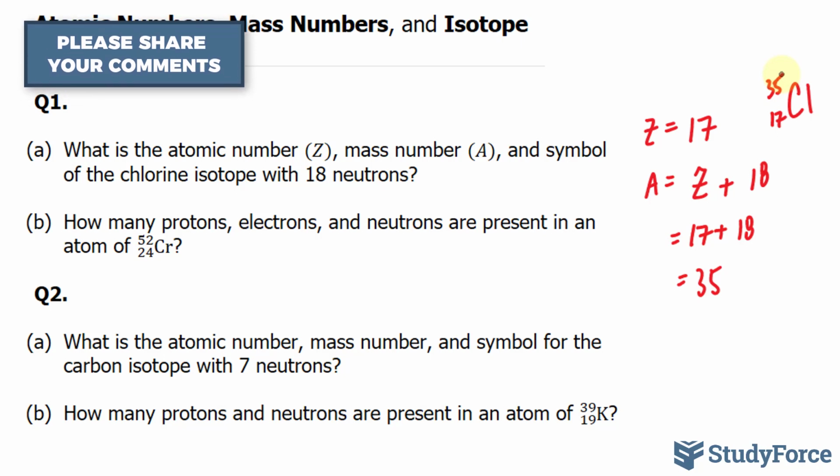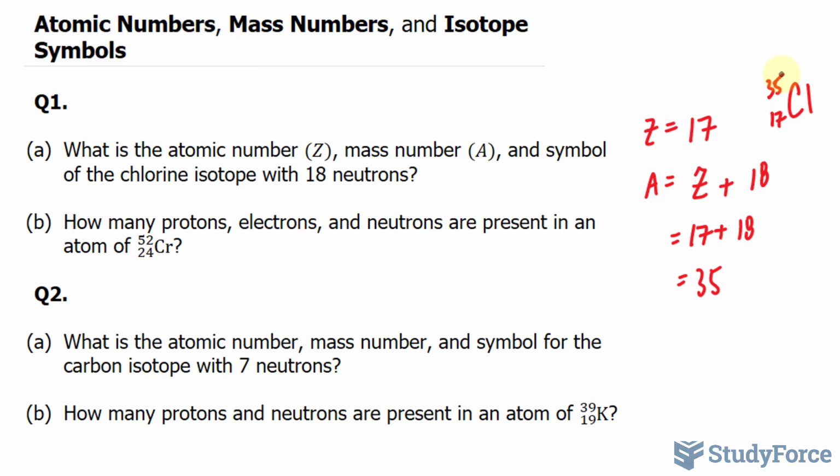In part B, they want us to find out how many protons, electrons, and neutrons are present in the atom chromium, which is represented by Cr. The number in the lower left corner, 24, is the number of protons. It also represents the atomic number. So let's write down Z is equal to 24.